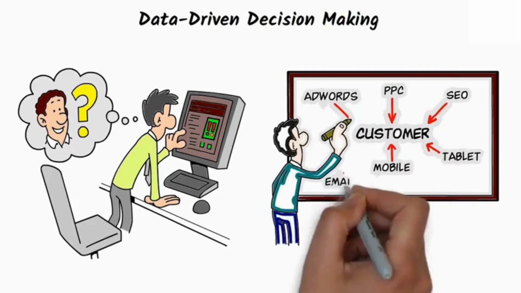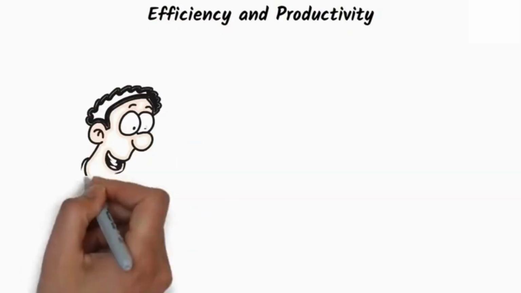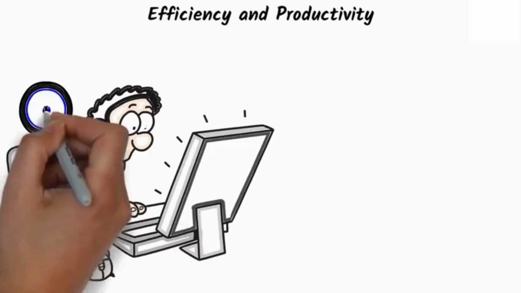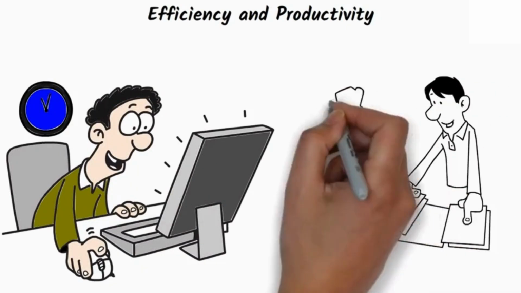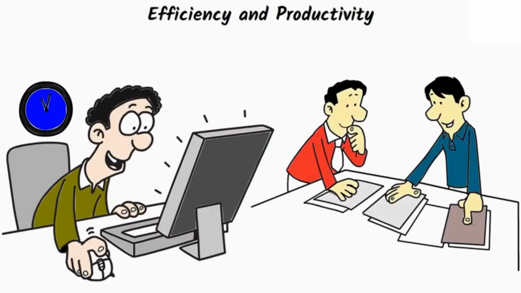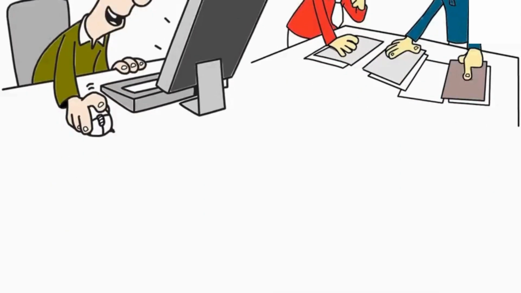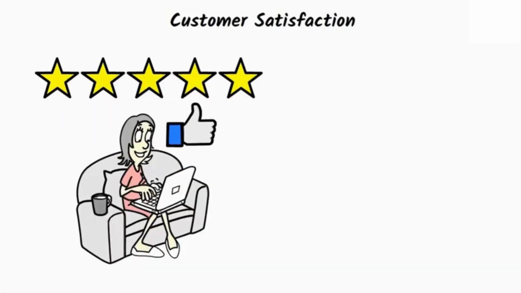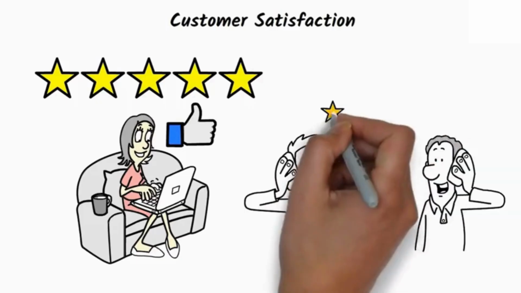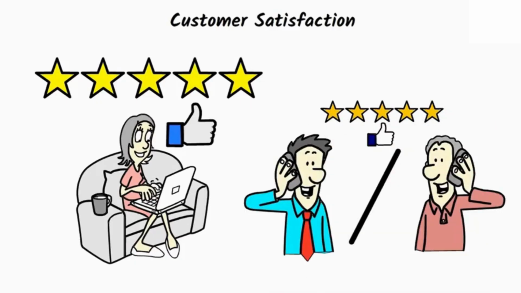for better results. Efficiency and productivity. CRM automation streamlines processes, eliminates manual tasks, and reduces human errors. This increases efficiency, saves time, and enables employees to focus on more strategic activities, resulting in improved productivity and business performance. Customer satisfaction. By centralizing customer data and providing a holistic view of customer interactions, CRM helps businesses deliver personalized and timely customer service. This leads to higher customer satisfaction as customers feel valued and understood.